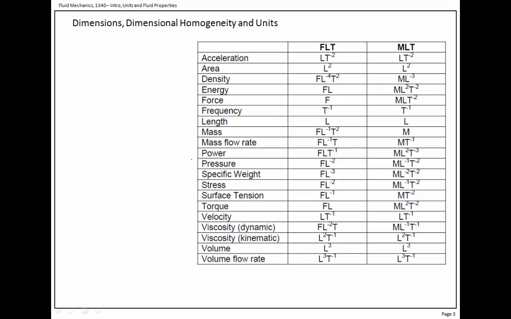Now, we're going to move on to dimensions, dimensional homogeneity, and units. All right? Well, first off, we want to make a distinction between units and dimensions. Units could be something like feet and inches, meters, millimeters. It could be pounds. It could be slugs, newtons, all those type of things. Those are units, okay, that you would apply. And you could have a system of units, British gravitational, or you could have system international, SI units.